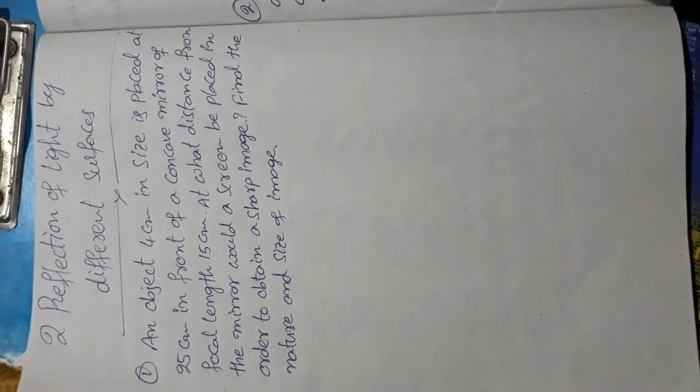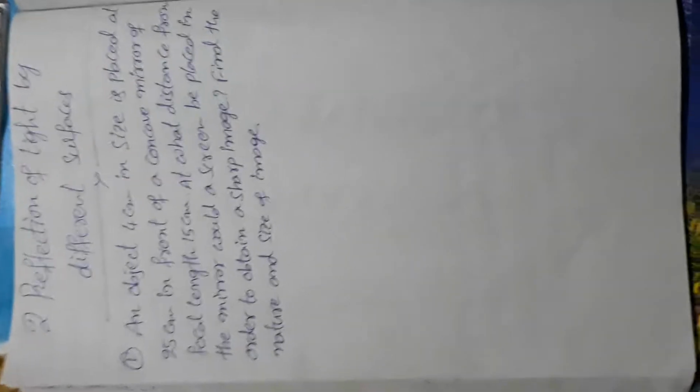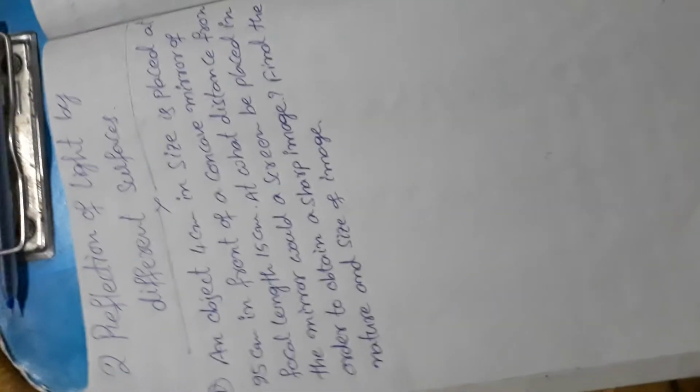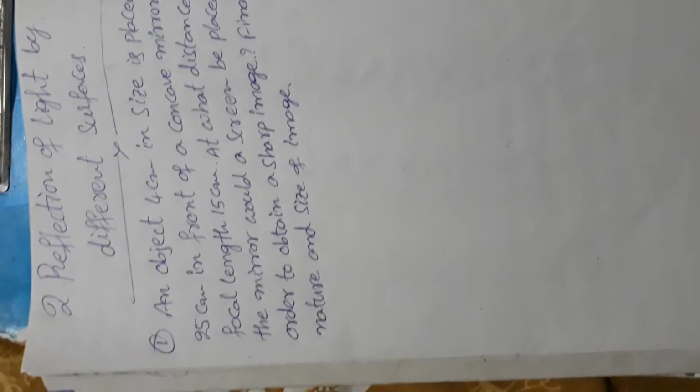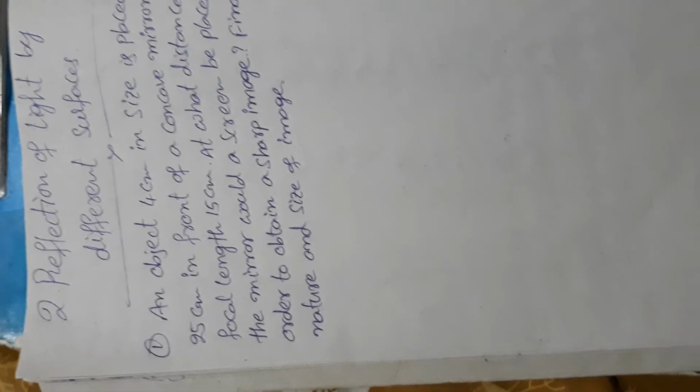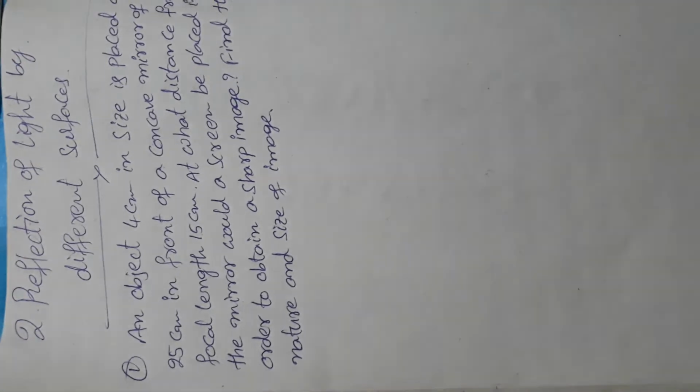In this one, first problem: an object 4 centimeters in size is placed at 25 centimeters in front of a concave mirror of focal length 15 centimeters. At what distance from the mirror should a screen be placed in order to obtain a sharp image? Find the nature and size of the image.